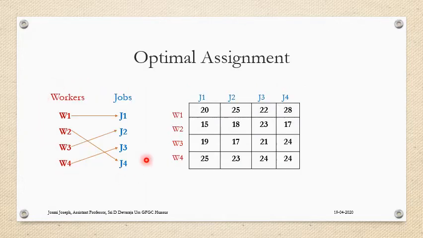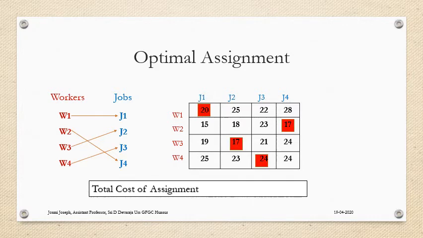Here is the optimal assignment. From the given cost matrix, we can calculate the cost of the optimal assignment. The assignment is like this, and the total cost of the optimal assignment is 20 plus 17 plus 17 plus 24, which is equal to 78.